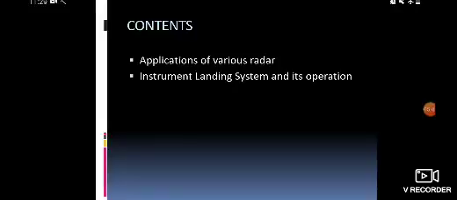Okay, so when we are talking about applications of radar, the main application utilized in our aircraft is a system called the instrument landing system, which is used by the pilot. When a pilot is in the aircraft, he is given instructions by this instrument landing system.